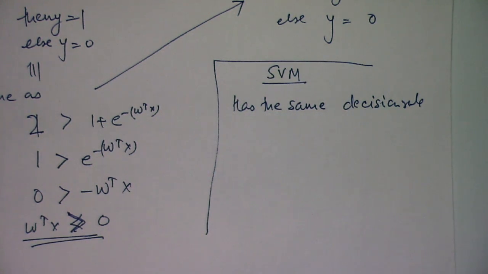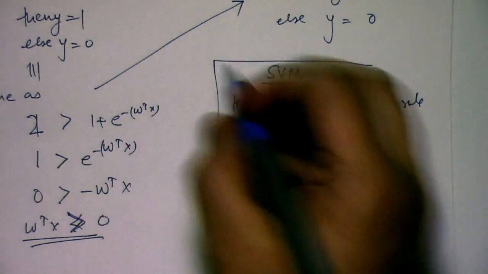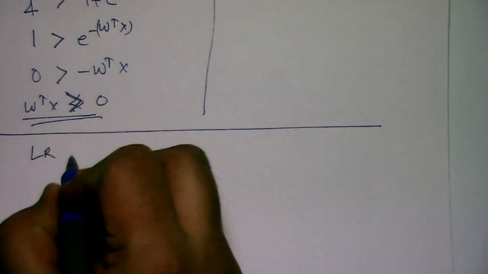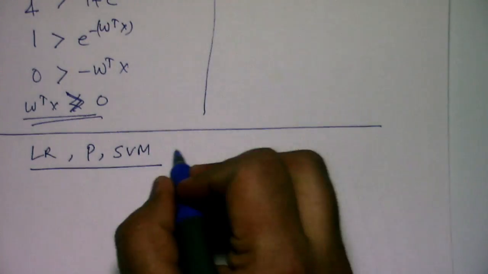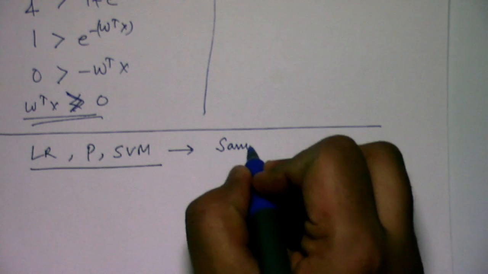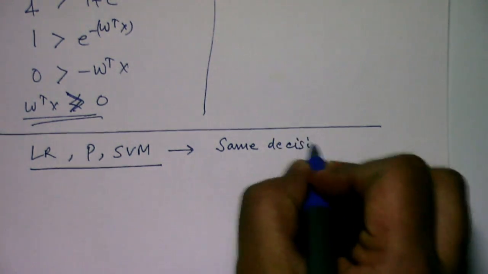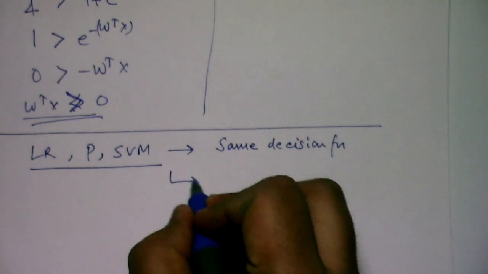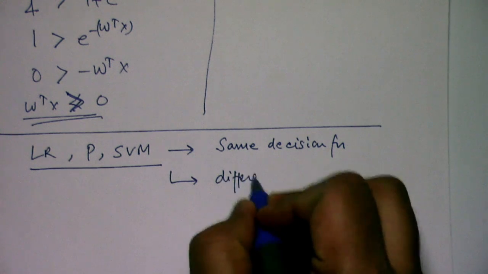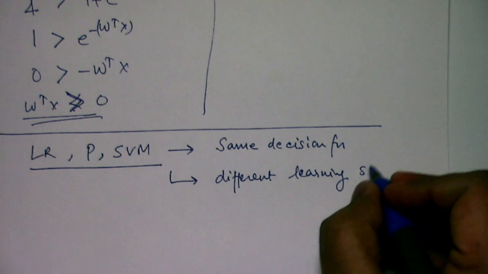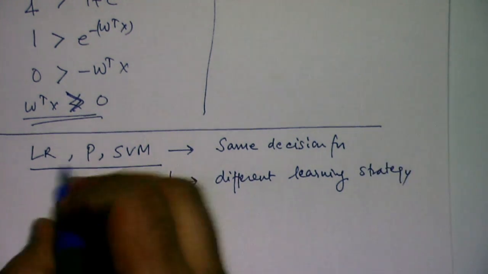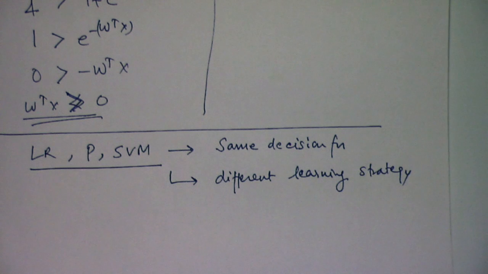The difference being, between logistic regression, LR, perceptrons, and SVM, they have the same decision function, but different learning strategy. Okay. In fact, LR and perceptrons, logistic regression and perceptron, had a very similar strategy, right?